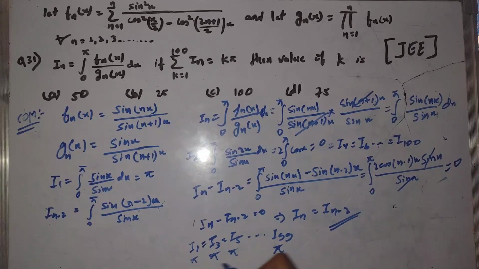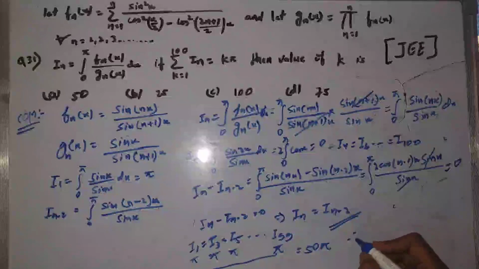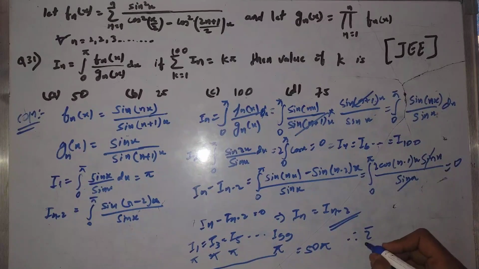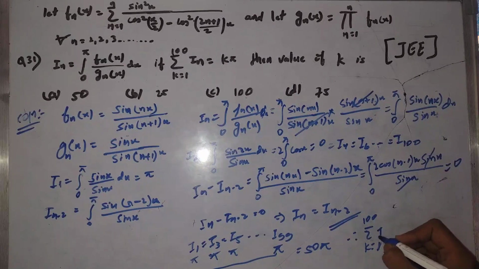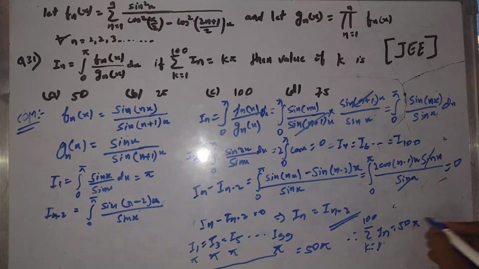So how many terms are there? There are 50 terms, so this becomes 50 pi. Therefore the summation from k equals 1 to 100 of Ik equals 50 pi, and this is given to us as k pi. So pi cancels and k equals 50. So the answer is 50, and option A is correct.